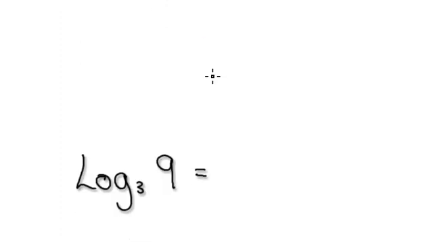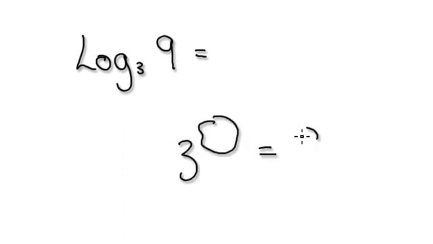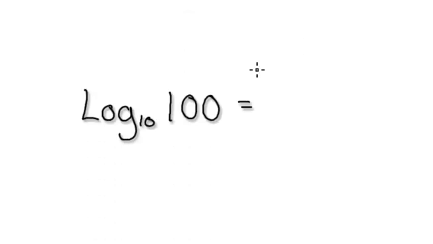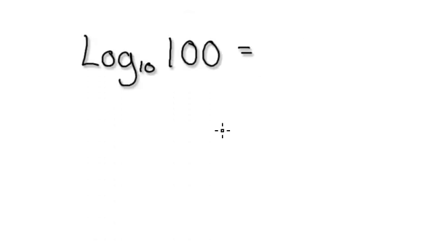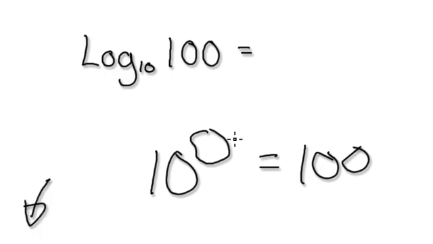Okay, next one here. Press pause and have a go. You should be visualizing 3 to the power of what will give me 9. And then the answer here is 2. And next one here, 10. So when you see this, 10 to the power of what will give you 100. So again, press pause. Here it's going to be 2.